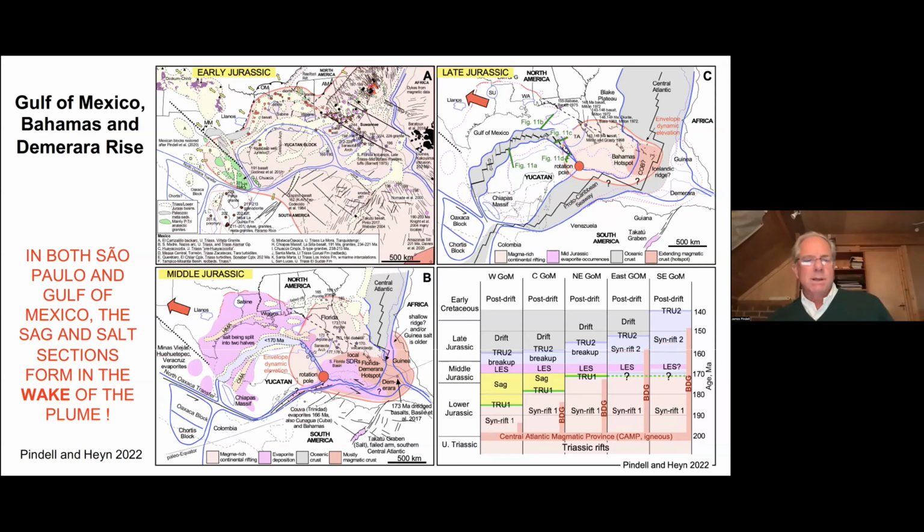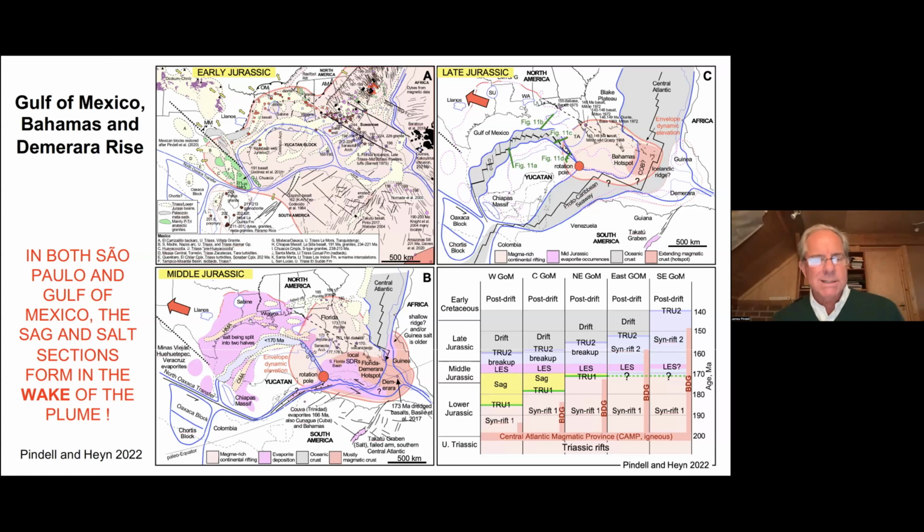So we have in the Gulf of Mexico this prediction for an eastward retraction of the plume. But again, what's happening is that it's the northwestward flight of North America over the mantle, which is giving rise to this relative separation from the plume.